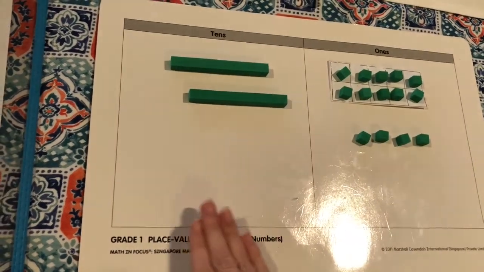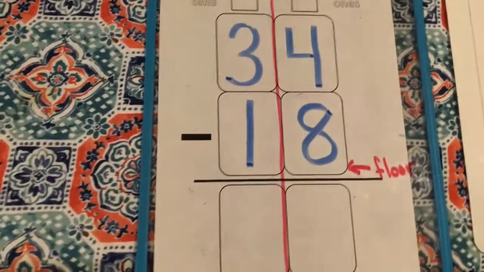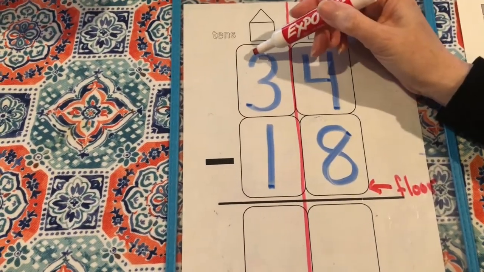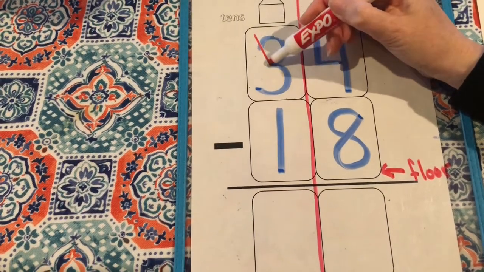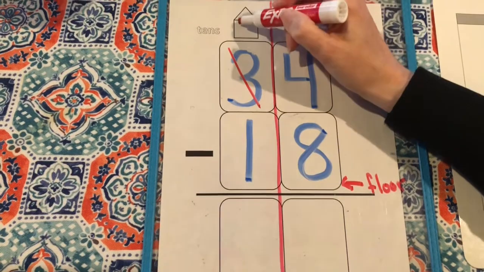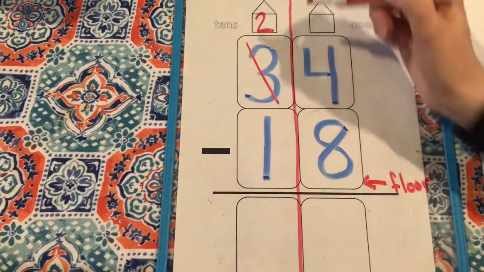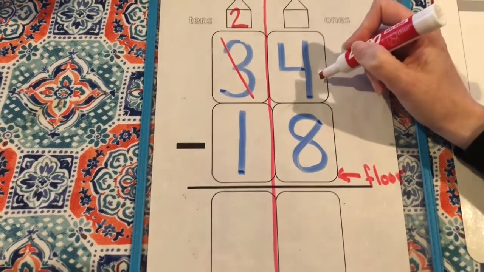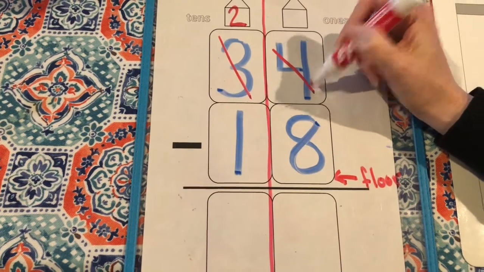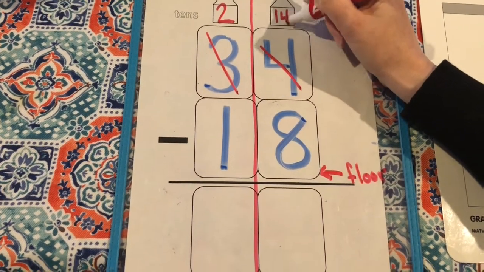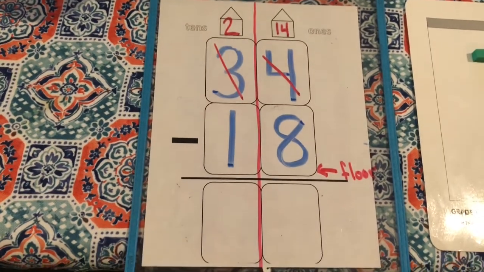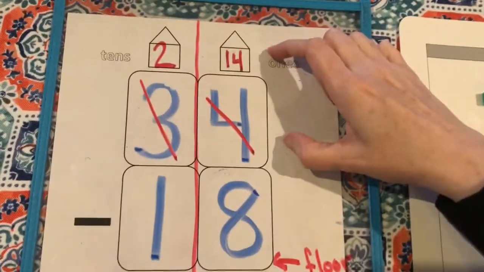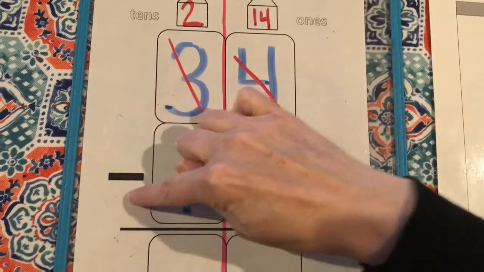Okay, so we're going to come back over to our problem here. We knock, knock, knock on our neighbor's door and asked if we can have 10 more. Our 3 tens said, sure, you can borrow 1 from us. So it gave us a 10, so now it becomes 2 tens. And we added a 10 to our 4 ones, so 1 ten and 4 ones makes 14. Okay, now we can subtract because the number on the floor is less than the number that's upstairs. So now we have 14 minus 8.